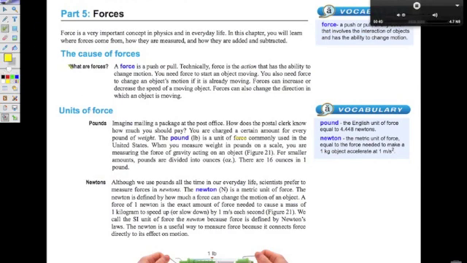I begin by reading, a force is a very important concept in physics and everyday life. In this chapter you will learn where forces come from, how they are measured, and how they are added and subtracted. So what is a force? A force is a push or pull. So I'm thinking to myself, push or pull, that's pretty easy. A force is actually the action that has the ability to change motion.